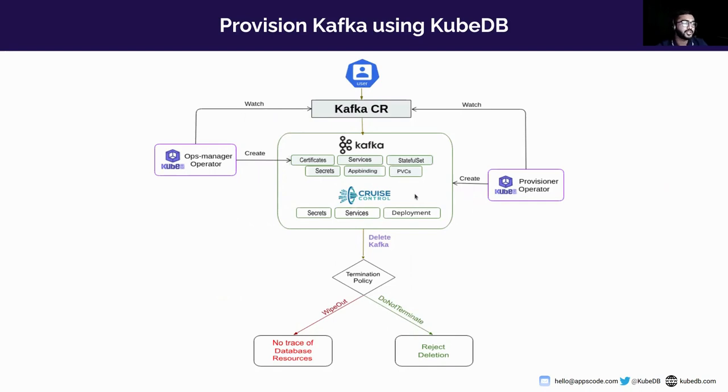Okay, here is provisioning Kafka using KubeDB. The diagram says that when a user deploys a Kafka cluster using the Kafka custom resource, the Kafka cluster will be watched by our KubeDB provisioner operator and our KubeDB Ops Manager operator. The provisioner operator will create services, statefulset, secret, app binding, PVCs, and necessary resources. And the Ops Manager operator will create certificates if you enable TLS in the Kafka custom resource manifest. And if you enable Crossplane in the manifest, the provisioner operator will also create secrets, services, and deployment for Crossplane.